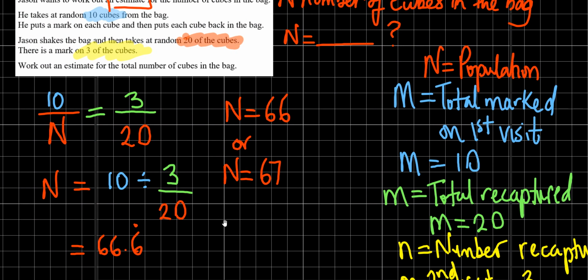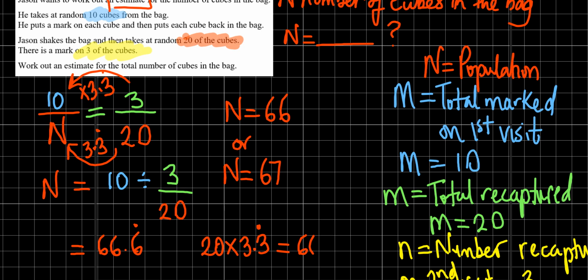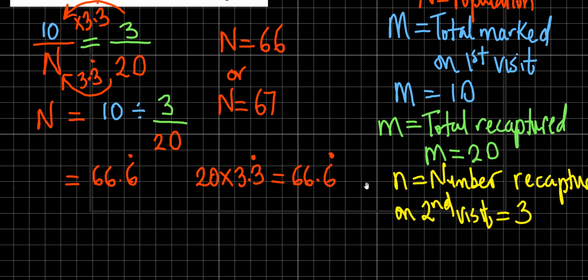There is another way you could have done this without a calculator. You could say, well, from 3 to 10, I'm timesing that by 3.3 recurring. So it means I'm going to times 20 by 3.3 recurring. And 20 times 3.3 recurring is going to be 66.6, which brings us back to the answer. N is either 66 or N is 67.